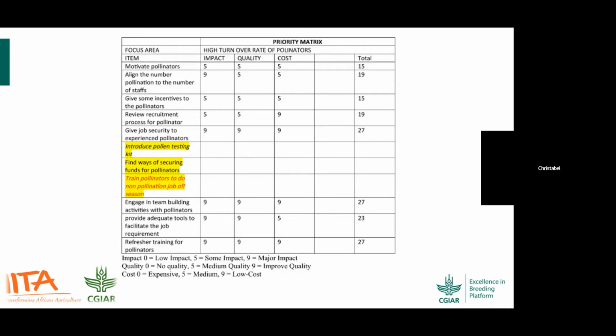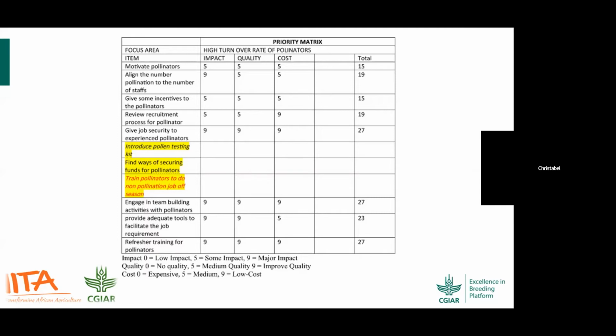So you find that another one was the one which scored 23, provide adequate tools to facilitate the job requirements. So this is where most of these fall, like introduce pollen testing kit. We thought it falls under the 2, and also find ways of securing funds for pollinators. This is job security. So that's why we didn't give scores to these ones. We had to group them in one of these items.